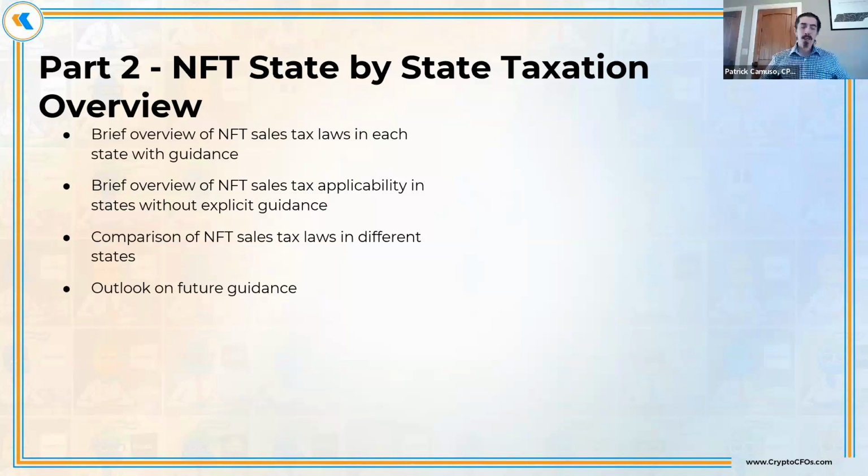So I want to get a little more into state by state, like what we're seeing. I know we touched a little bit on Washington, and Washington right now with their interim guidance really is leading the charge in terms of providing regulatory clarity. But there are other states that have been focused on this and that have provided guidance as well. So I want to just provide a brief overview, state by state, of states where we do have guidance, and then a brief overview of states where we don't have guidance, but what some of the tax risks and future outlook is in terms of future guidance from those states, and just do a comparison between the states.